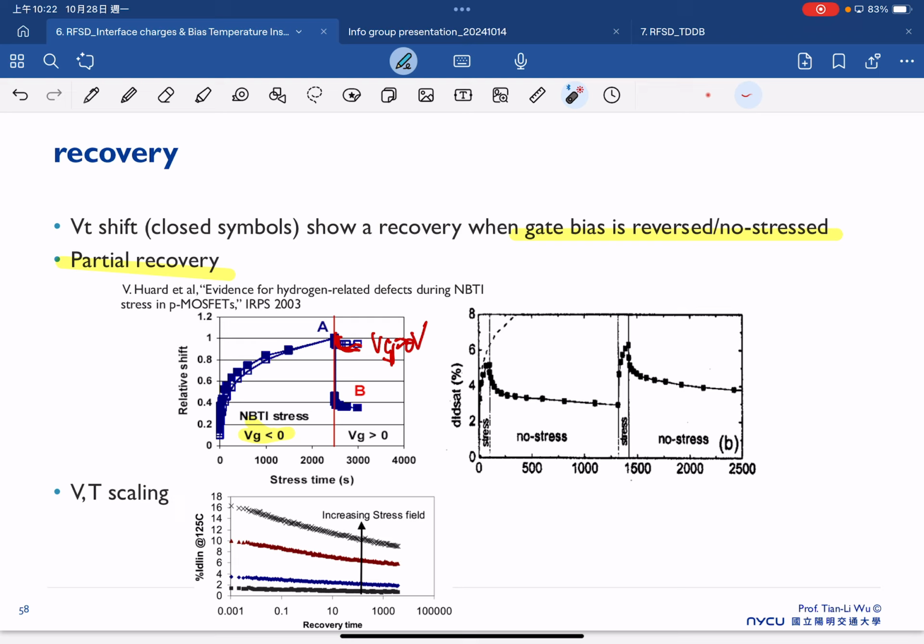And this is also another, this is a threshold voltage shift. This is the ID, this is for ID degradation. This is ID degradation in percentage, so we can see the current will be degraded due to the threshold voltage shift as well. And also this is a pure recovery curve here.